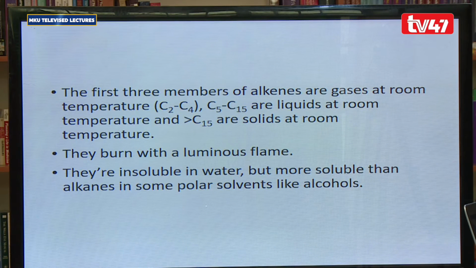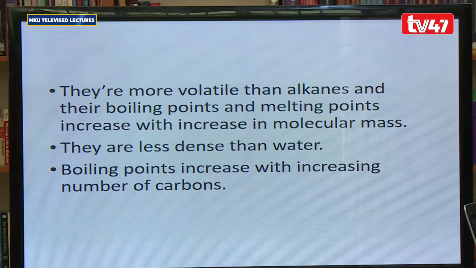So again, C2 to C4 are generally gases at room temperature, C5 to C15 are liquids, while the higher ones are semi-solids or solids. In terms of solubility, just like alkanes, because of lack of polarity, alkenes will not be soluble in polar solvents, but are soluble in nonpolar solvents such as benzene, chloroform, etc. You have seen they are more volatile than alkanes, and due to poor packing, they are less dense than water. And the same applies to alkanes.